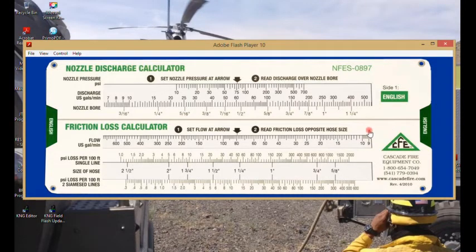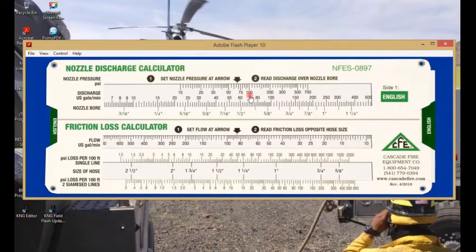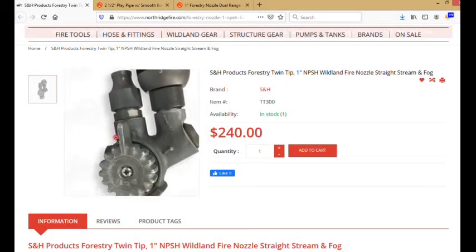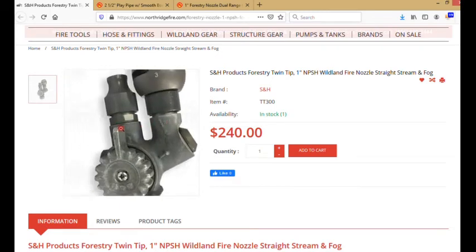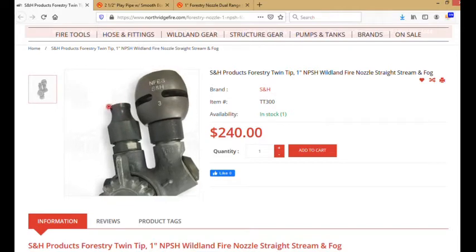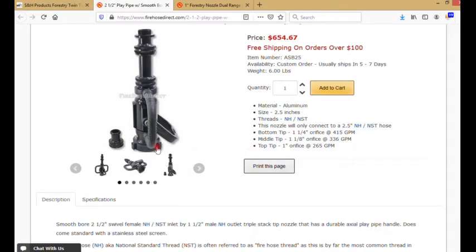So with this, before I get into anything, I want to tell you that it's designed for smooth bores, but you can use it with combination nozzles. Now, the Forester, as you know, is counted as a smooth bore, so we'll use 50 psi nozzle pressure coming out this area here. But also, this is a smooth bore, what we call a play pipe, but it's also going to be used anywhere with 50 to maybe 80 psi of pressure.